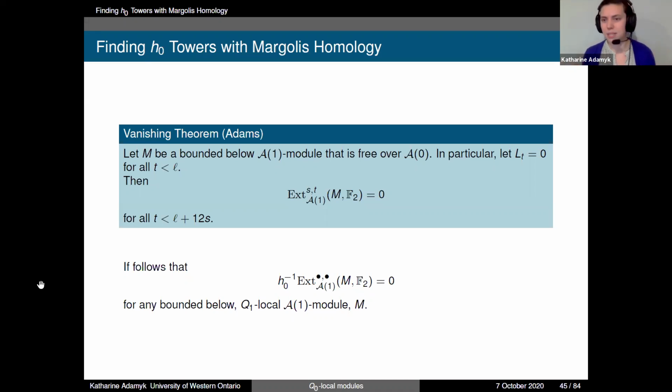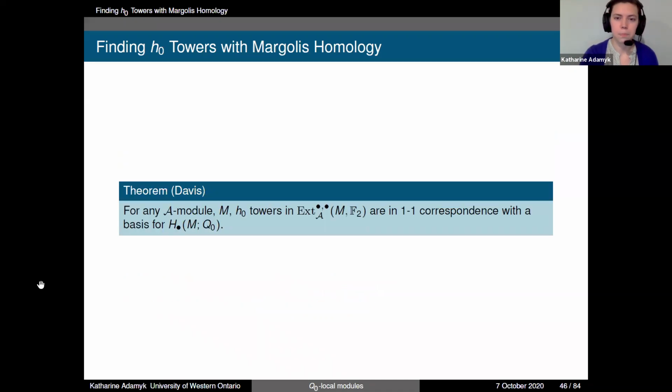So this is kind of the opposite of the class of modules we've been talking about. There's a theorem of Davis that says if you take a module M, which is a module not over A1, but over the whole Steenrod algebra, the h0 towers in Ext over A of M, F2 are in one-to-one correspondence with a basis for the Q0 Margolis homology of M.